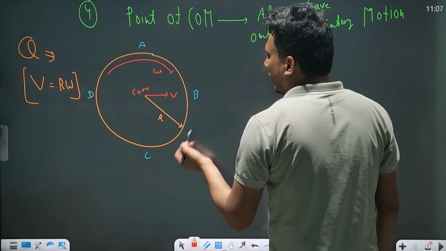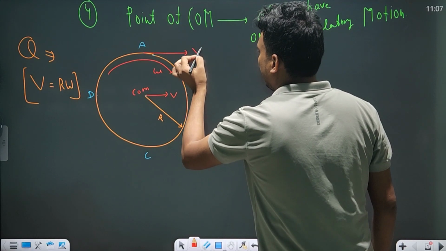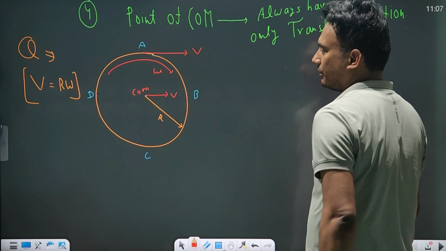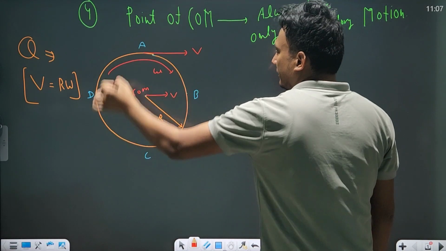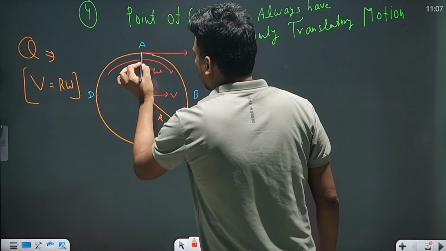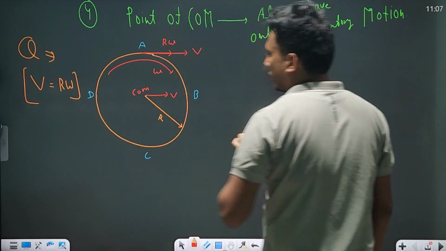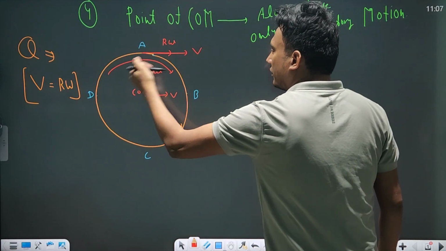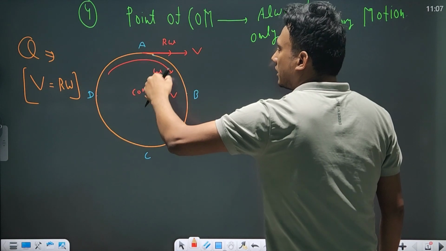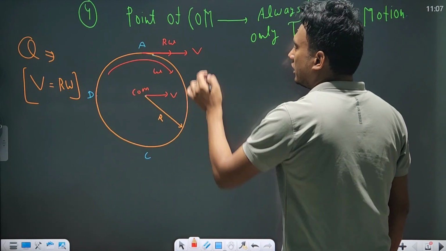So at point A, you see here, there is a linear speed V because it is the speed of the center of mass. The direction will be the same and the magnitude will be the same. And because it is rotating in a clockwise direction, at point A we can draw the tangent and write here r omega. Because the wheel is going clockwise, at point A the r omega due to rotation is in rightward direction and v is 0.